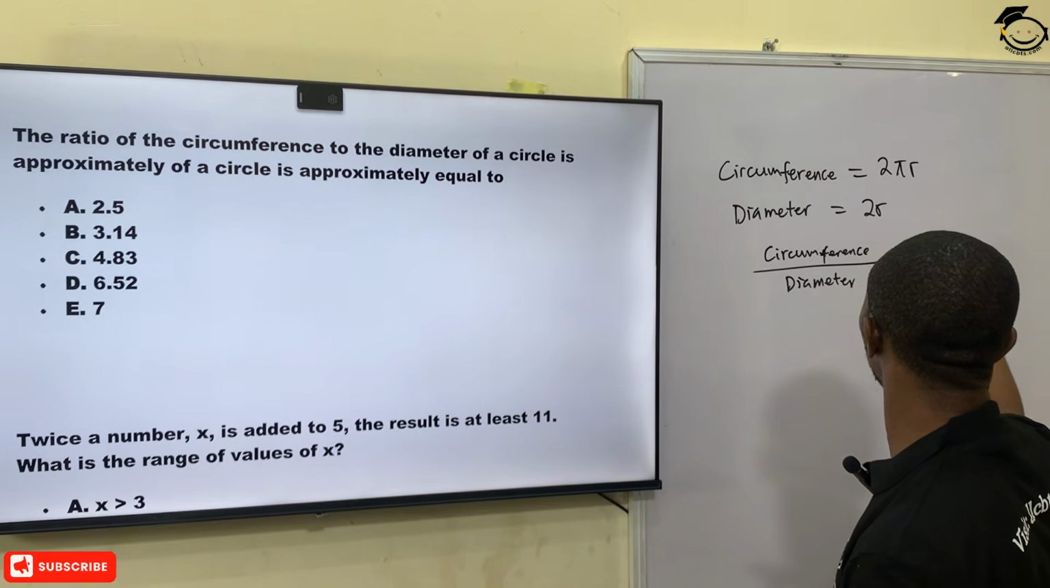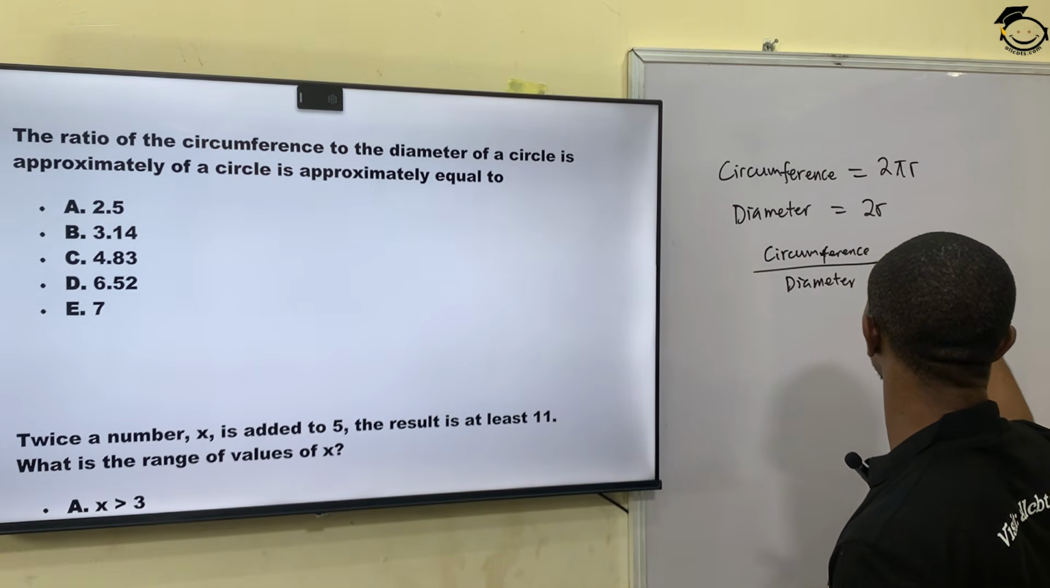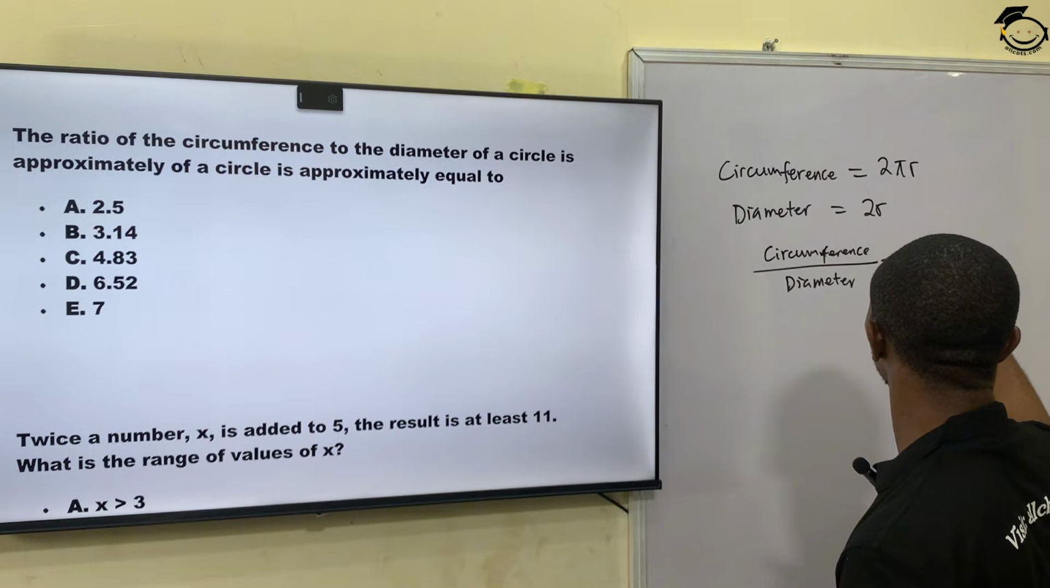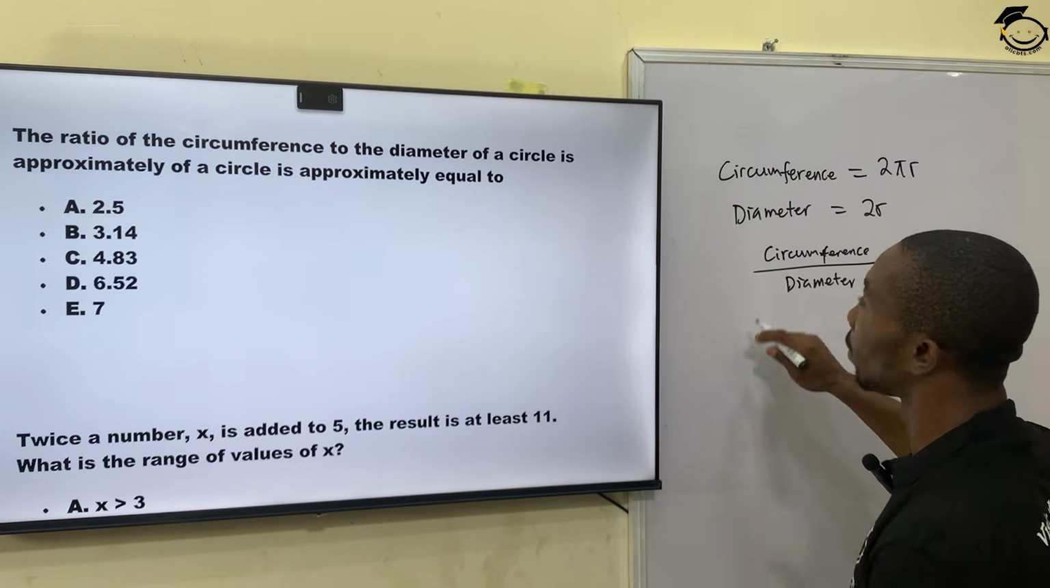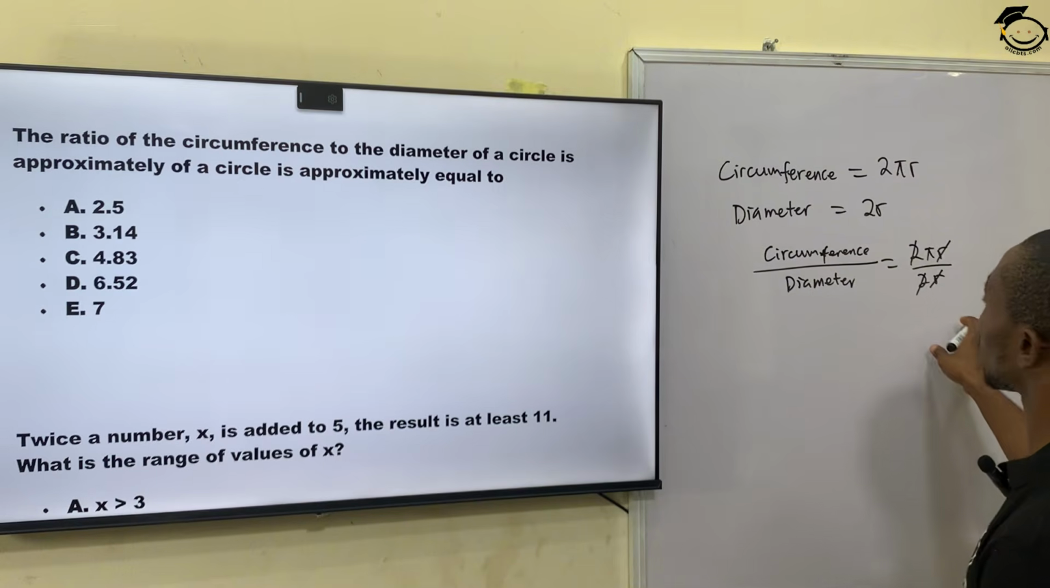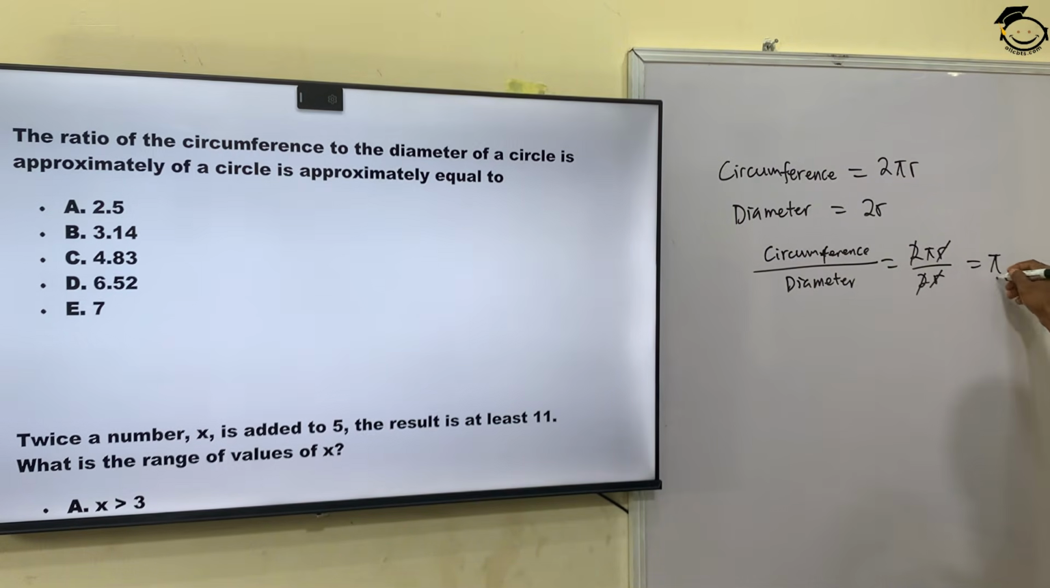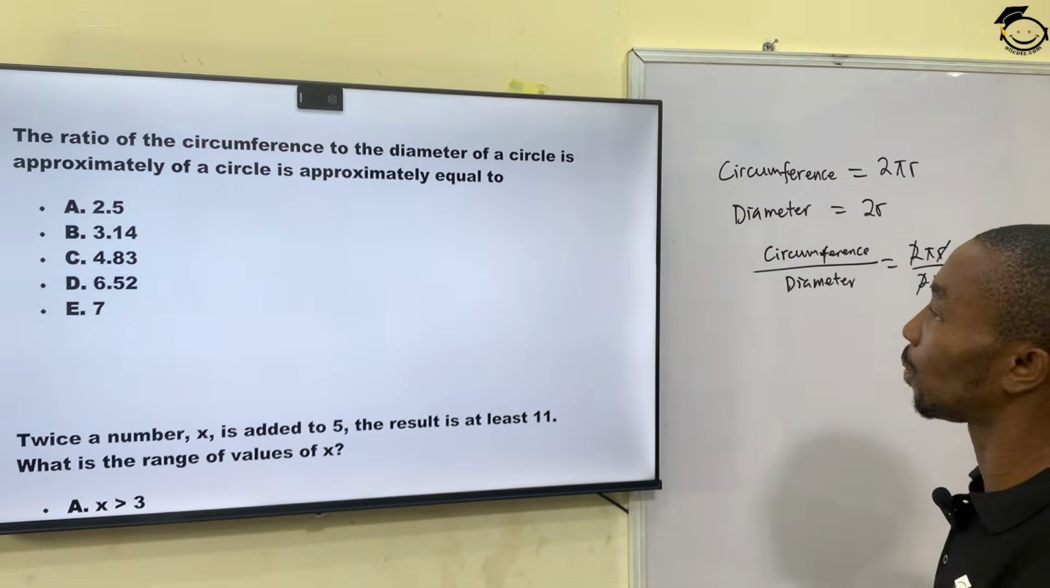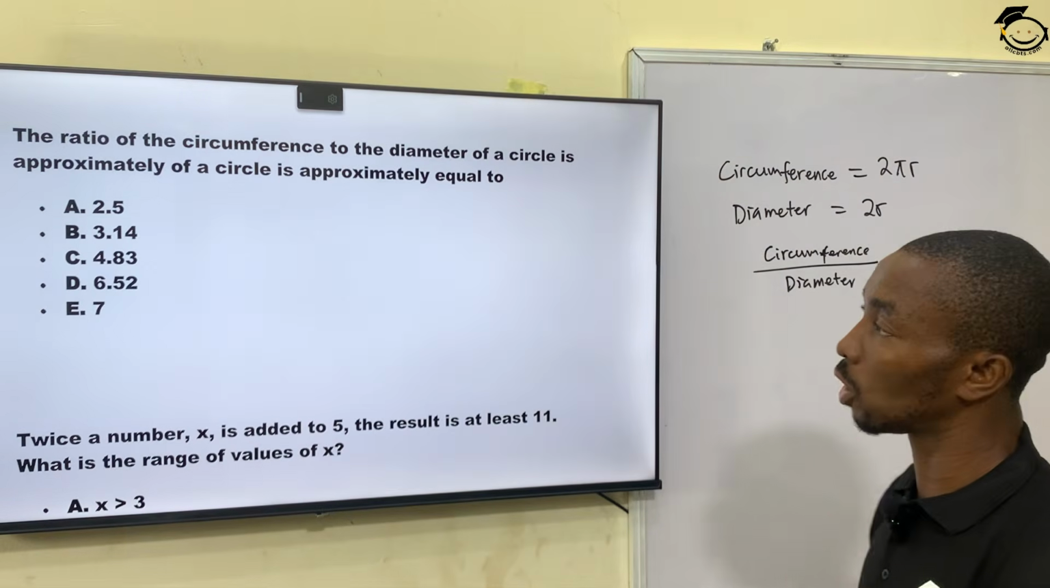And this will give us 2 pi r over 2r. 2 will cancel 2, r will cancel r. So the ratio of the circumference to diameter is equal to pi, which is 3.14, which is option B.